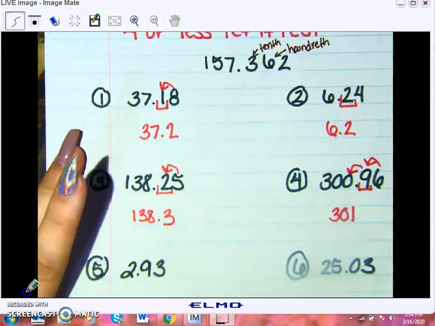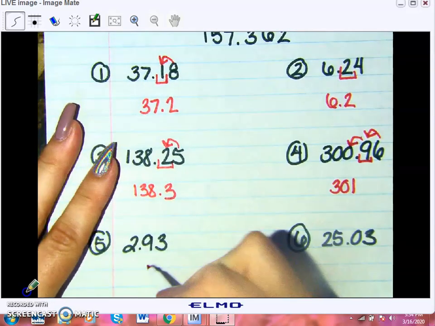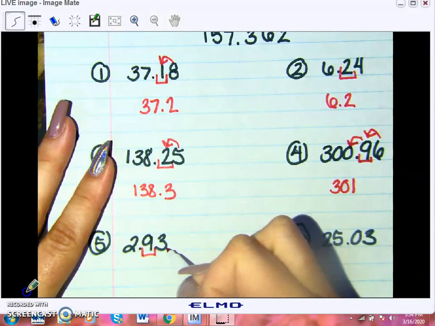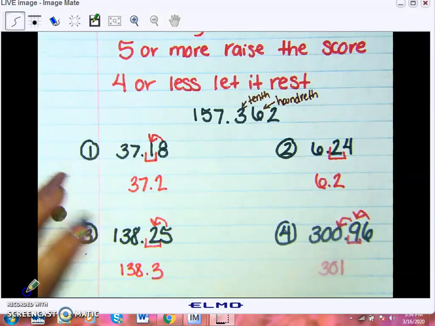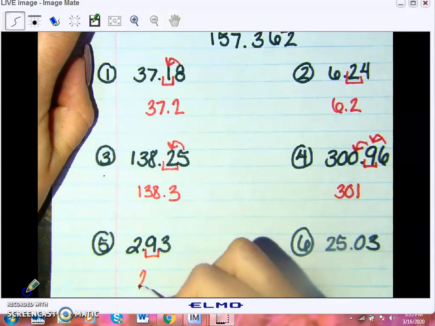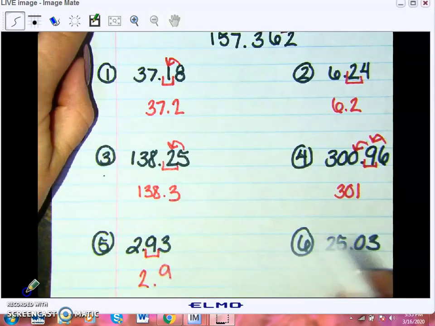Okay, the very last 2 that we're going to go over is 2 point with 9 being in the tenths place, 3 in the hundredths. The 3 is 4 or less, so we are going to let it rest, which means the 9 is going to rest in this case. So 2.9 is my answer.